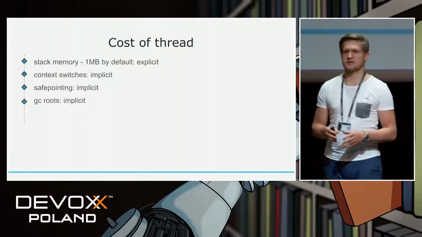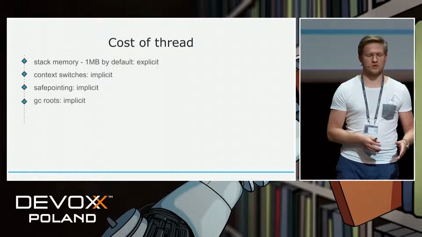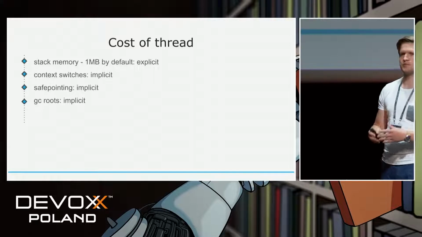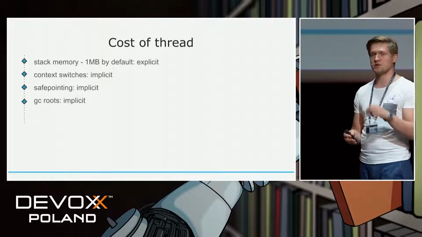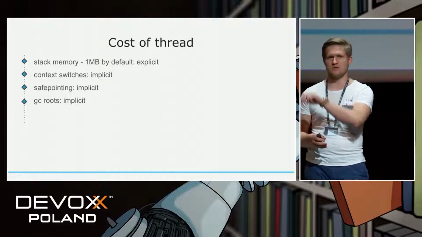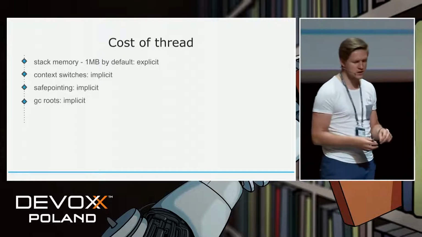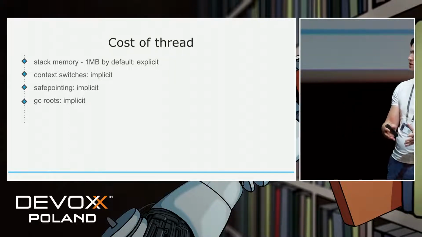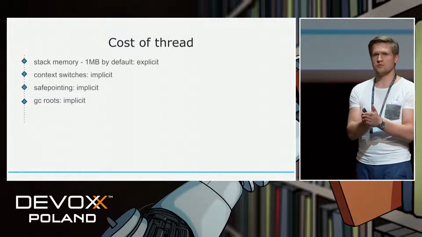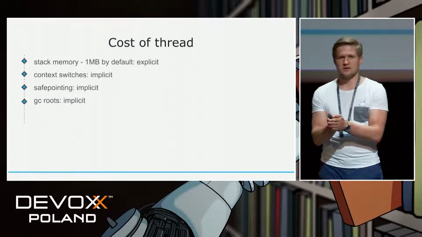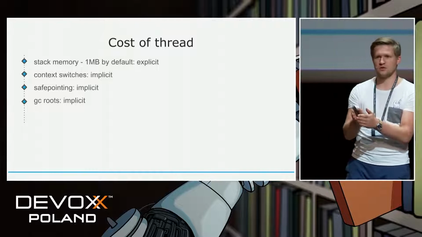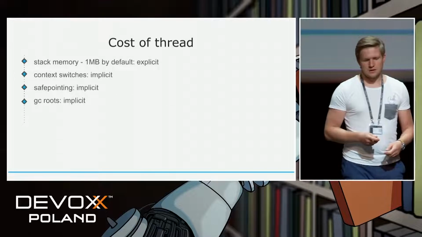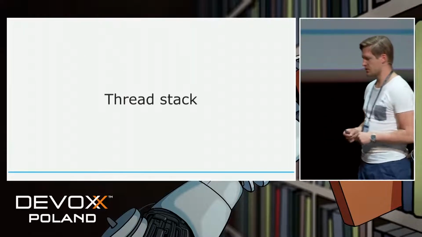And there are the implicit costs. There is the cost of context switching. There is the cost of safe pointing and GC roots. Each thread you spawn actually becomes a GC root, so whenever a GC kicks in, it has to iterate over them and see if they reference any other stuff. The same with safe pointing. Before you start your garbage collector, you need all the threads to stop at the safe point, which means we're waiting for all of them. So the more threads you have, the more time you might be spending waiting. Okay, but let's talk about the explicit cost first.